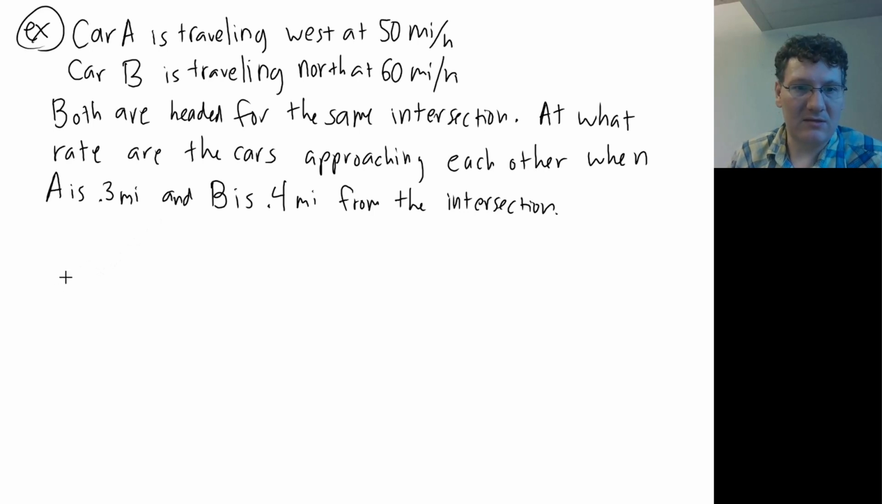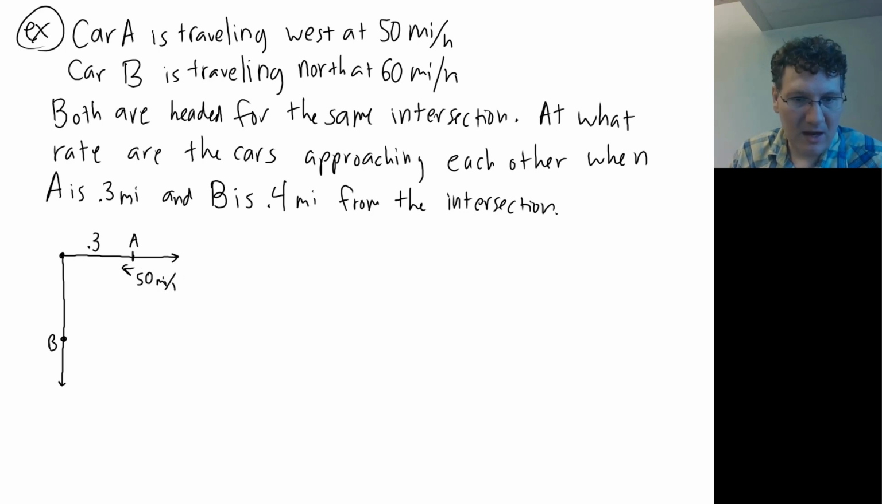So what I want to do is show, let's say this is the point where car A is. And on this axis we have car B. Now, A is moving in this direction at 50 miles per hour, B is going up at 60 miles per hour, and we're interested at the point when they're 0.4 and 0.3 miles away from the intersection. We're interested in the distance between the two cars.